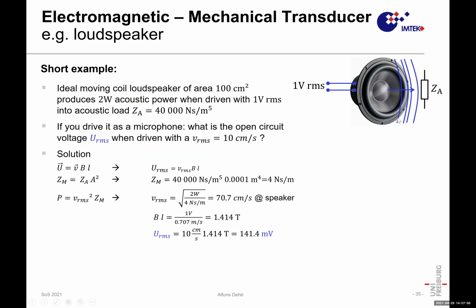Again, we simply look at a speaker. Okay, we neglect at this point the radiation impedance. We simply say we have a certain impedance, which the speaker is typically driving. So this speaker sees a load of 40,000 Newton seconds per meter to the fifth if you drive it with 1 volt RMS. So this is similar to 2 watts of acoustical power out of this. 100 square centimeters is not too big for a speaker, but is a typical smaller speaker.